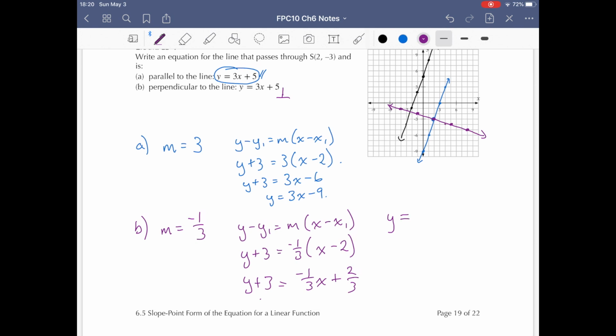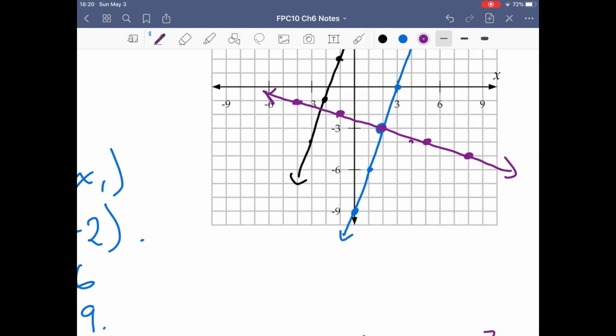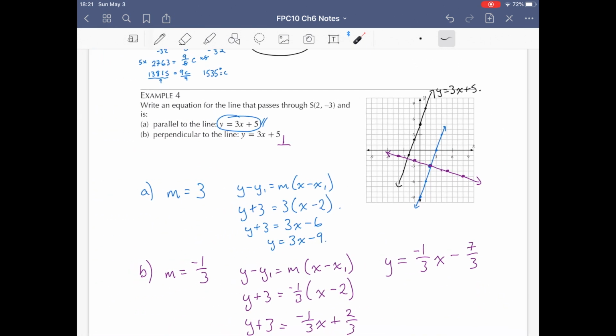So we subtract 3 from both sides. So we get y is equal to negative 1/3 x minus 2 1/3. Now 2 1/3 is 7/3. And if we look here at our y-intercept, right there, it's about 2 1/3 down, or 7/3.